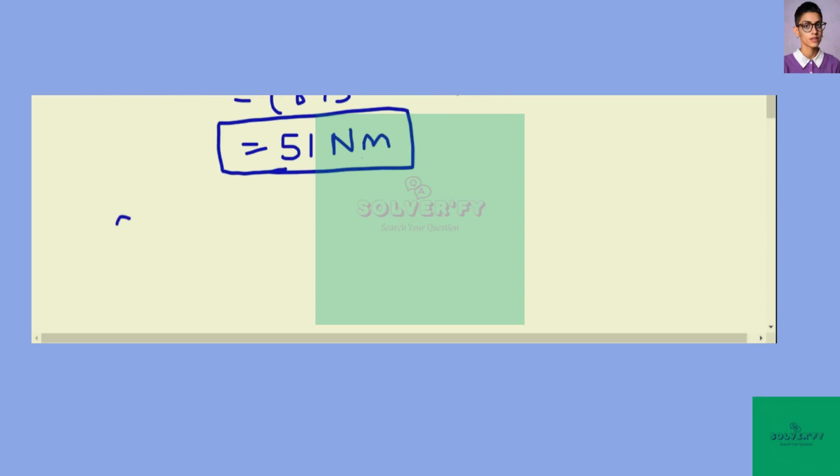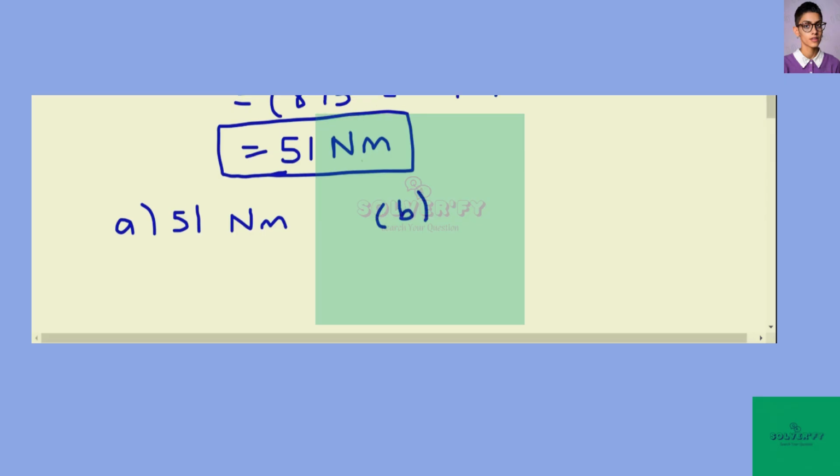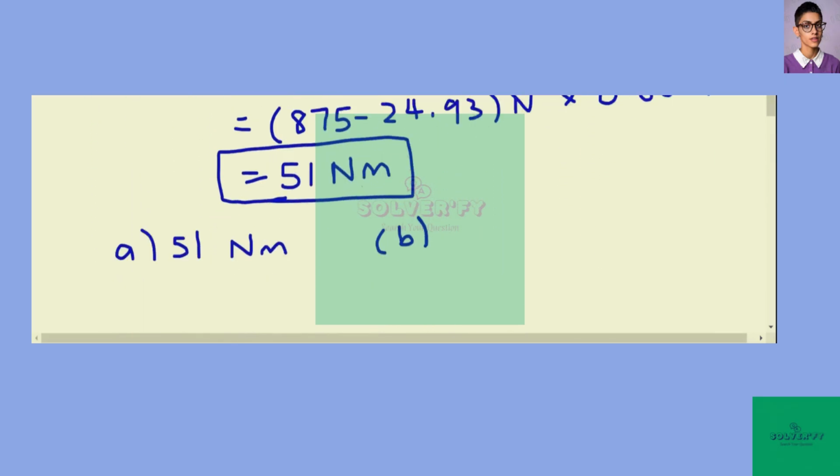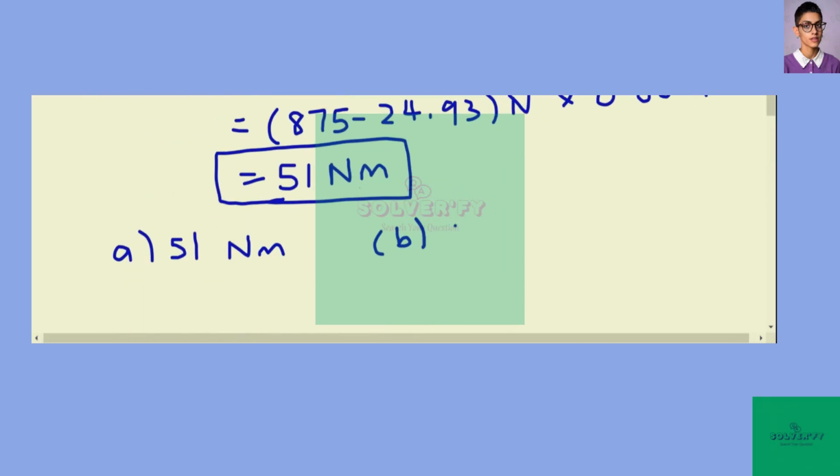So basically for part A, we have 51 Newton meters, and for part B, we have 875 Newtons.